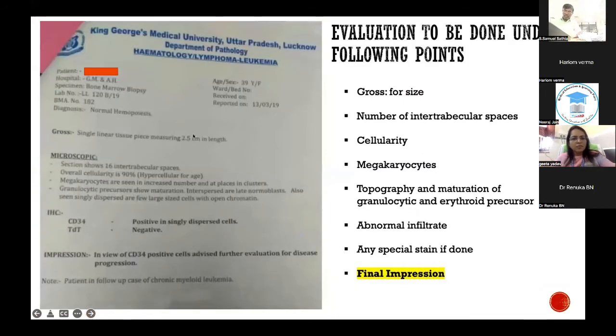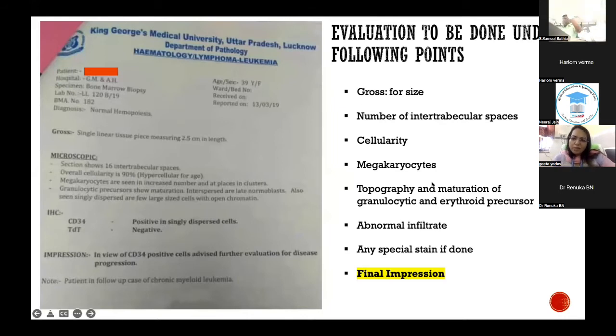And this is a prototype report which we dispatch in our setting. It has to mention the gross, the size of the biopsy. Then low power examination for the number of intertrabecular spaces: if it is less than 6, it is inadequate. Then cellularity, number of megakaryocytes and their arrangement, whether they are seen in clusters, whether there is any dysplasia. In cases of ET or myeloproliferative disorder, we see clustering and pleomorphism. So that has to be mentioned.